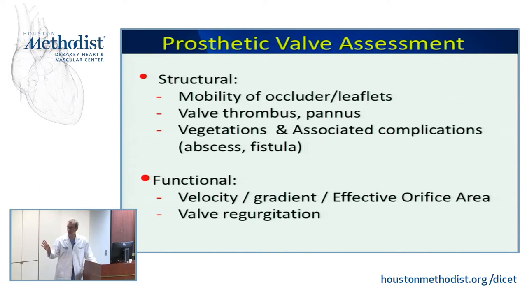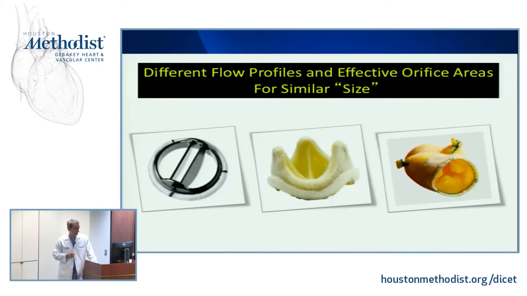And then functional, the basic parameters are velocity of flow. Remember, by Doppler we measure velocity, that's all we measure. From that we calculate gradient, and from that we infer flow. But really all we're measuring is velocity. Gradients, effective areas, and then regurgitation.